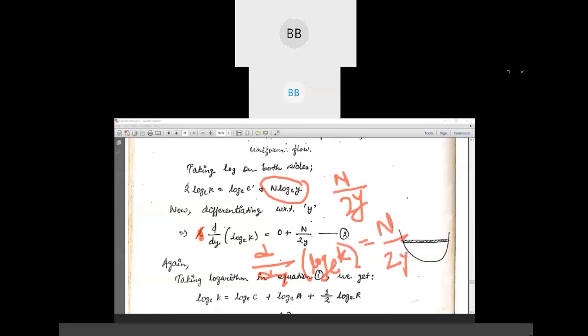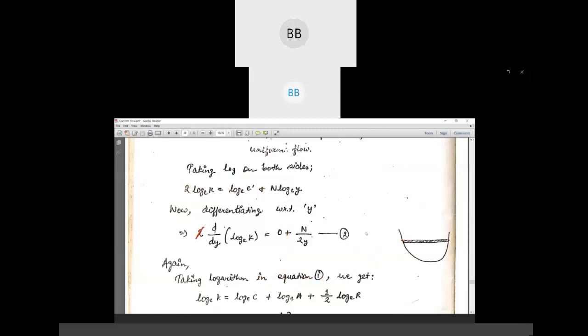This 2 is nothing but this one. This is 0 because c dash is a constant. If we differentiate log c dash, it will be 0. So differentiating this is nothing but n by y, and because of the 2 we bring it to the right hand side, it will be n by twice y. So you put equation number 2.